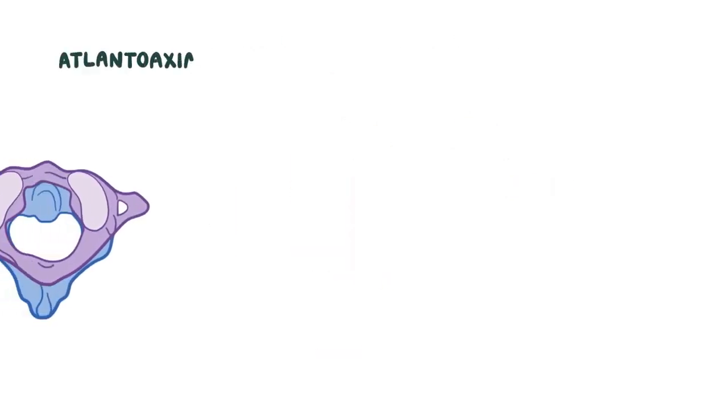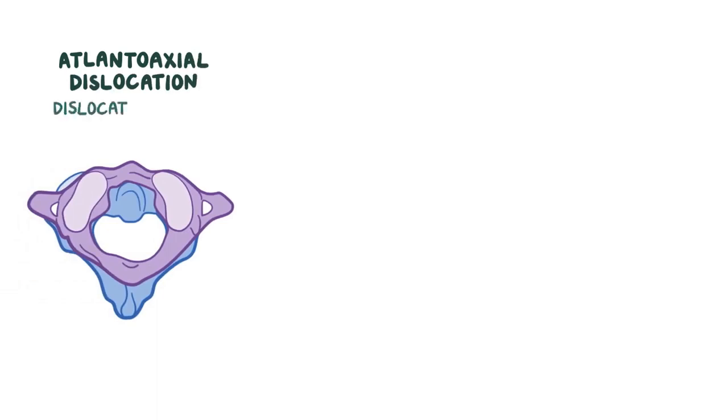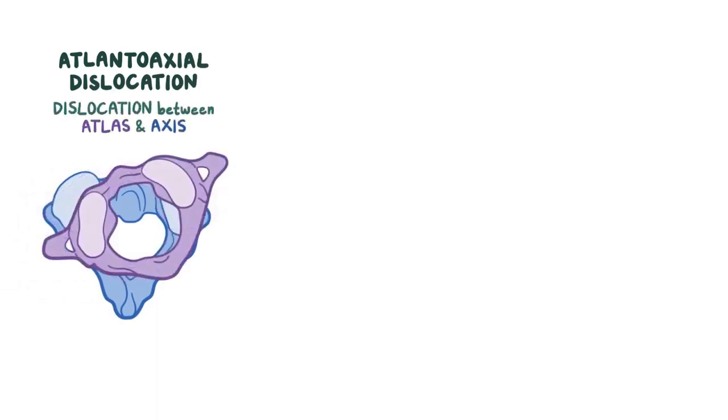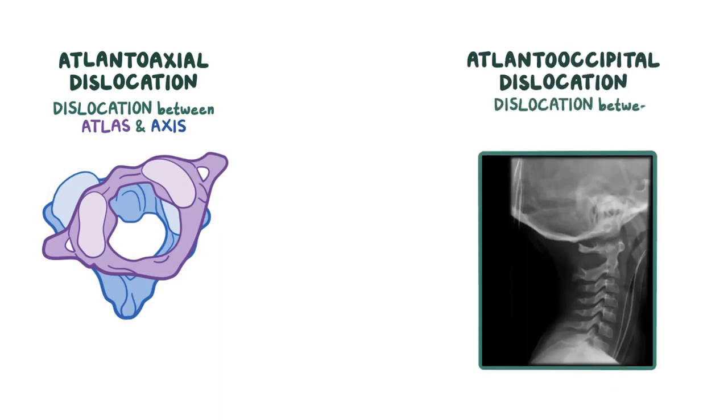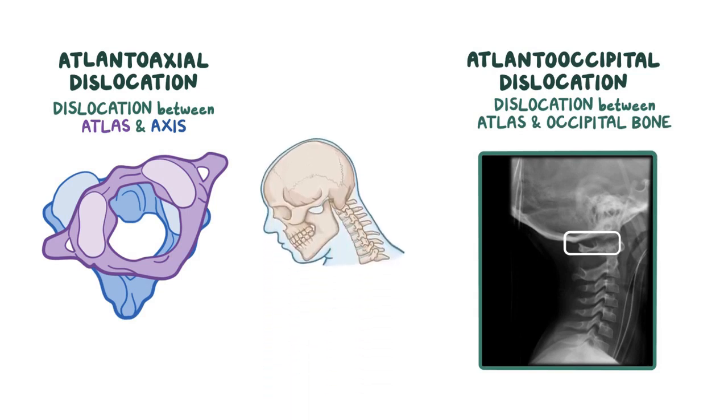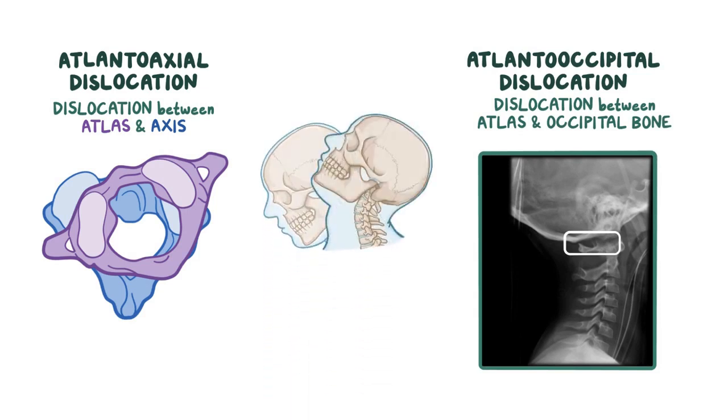Next are atlantoaxial dislocations, which is a dislocation between the atlas and the axis below, and atlanto-occipital dislocations, which is a dislocation between the atlas and the occipital bone above. Both may result from hyperflexion or hyperextension of the cervical spine and may be life-threatening.